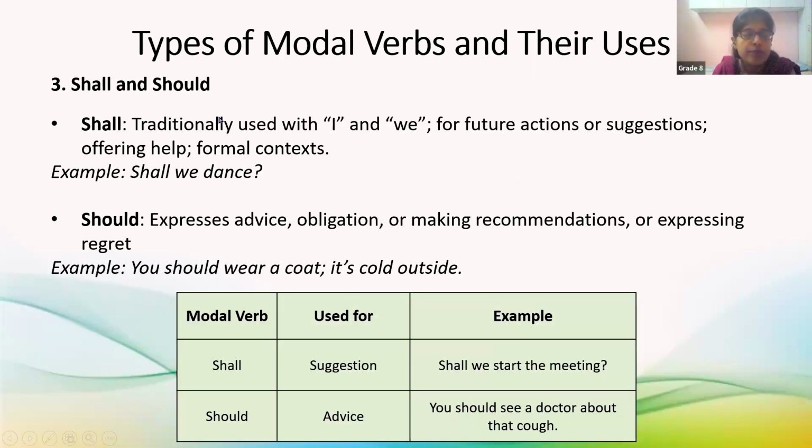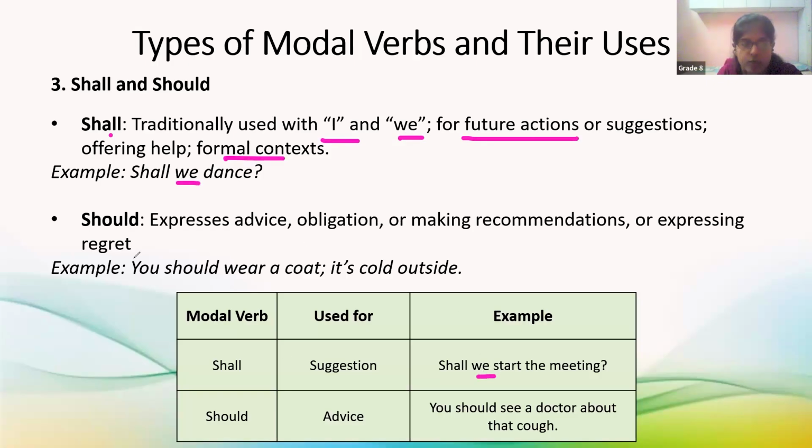Here, shall and should. Traditionally, or predominantly, shall is used with I and we. This is the first checkpoint: if it is I and we, use shall. Next, we also use shall for future actions, meaning something which is going to happen but hasn't happened yet, or for suggestions in formal contexts, or for offering help. Shall we dance? Shall we start the meeting? So it is used with we and I.